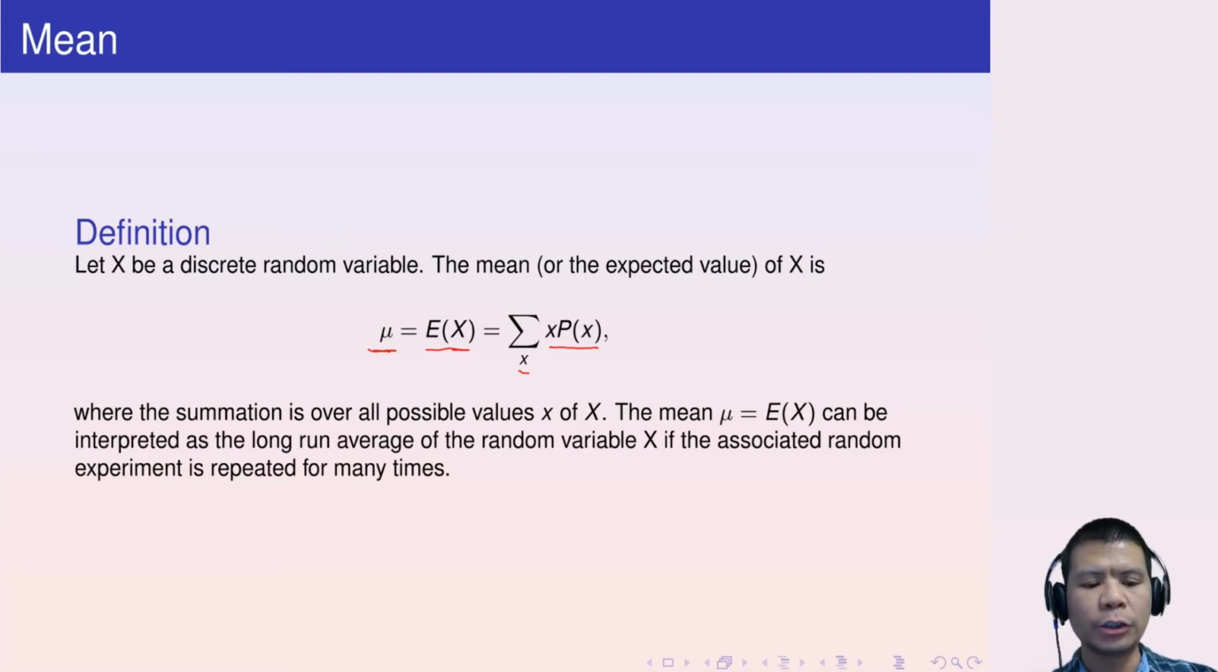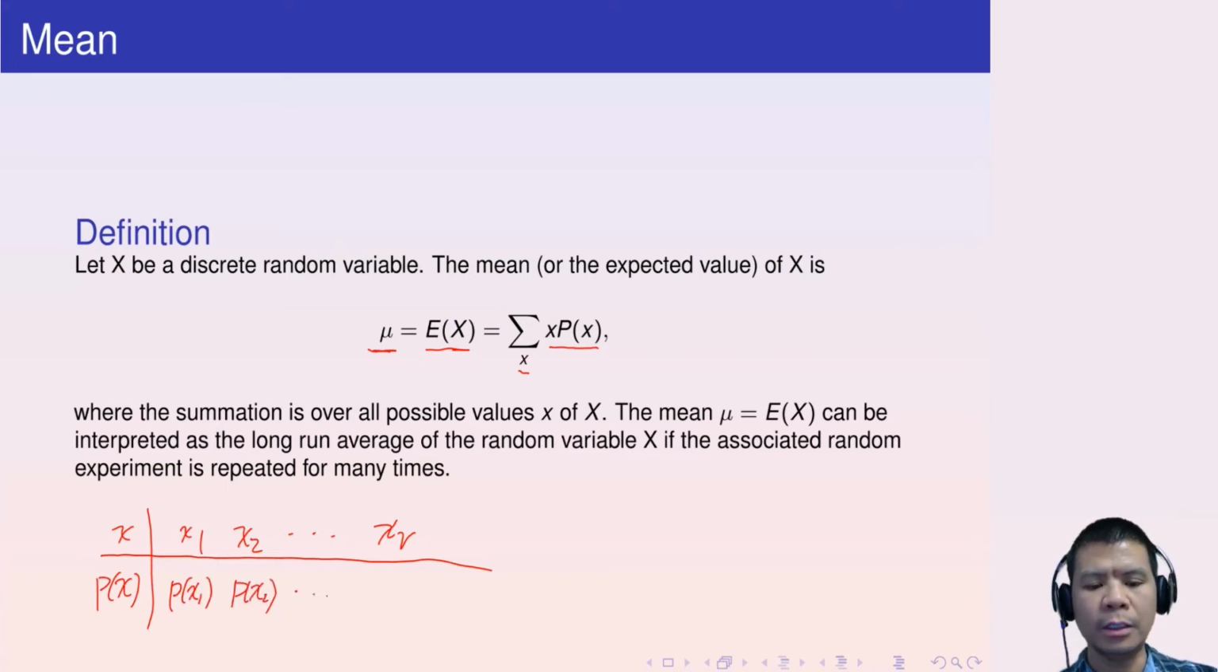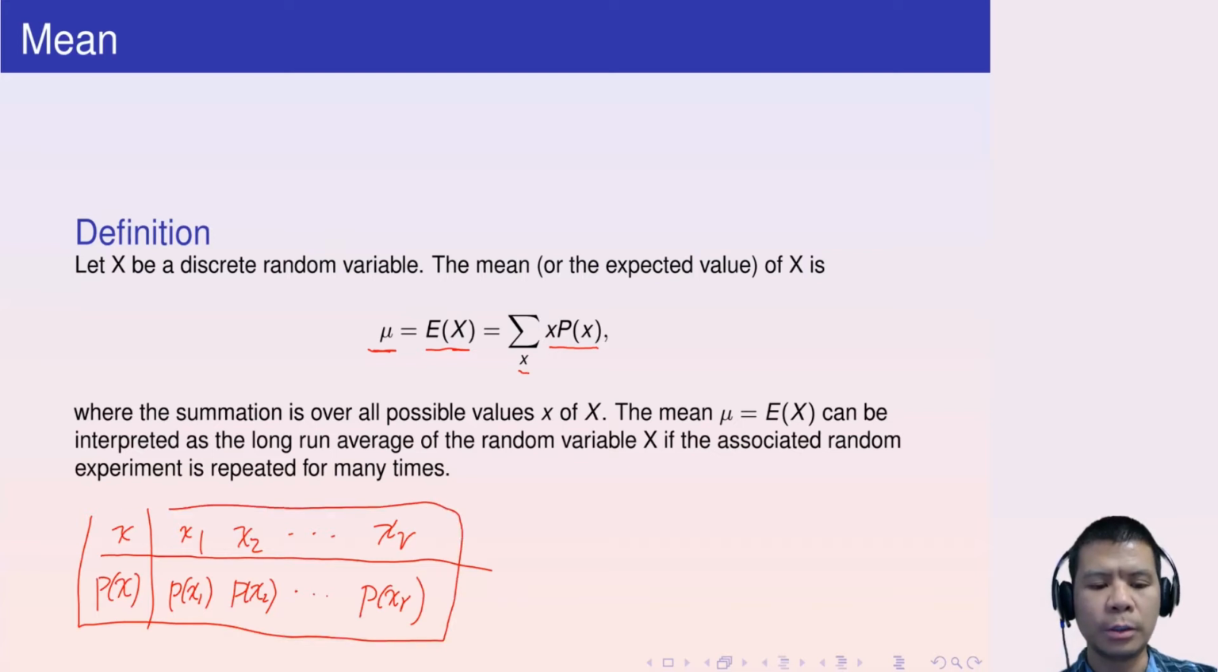Okay, so let's just explain this one in this way. Say that this is my X, this is my probability values. This is X1, this is X2, and XR. So this is going to be P of X1, P of X2, and here is P of XR. Say that this is our probability distribution. Okay, then what is going to be the mean?